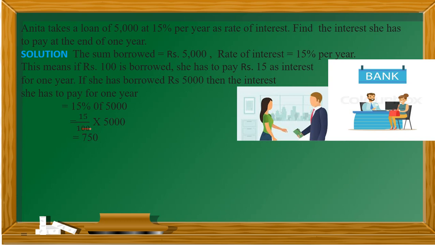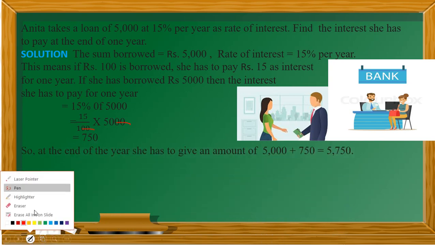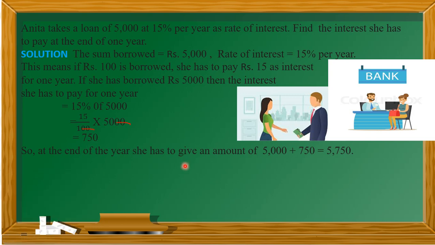Now these two zeros will cancel out by these two zeros. So we have 15 into 50. So 15 times 5 is 75. So 750 rupees is the interest for 1 year. Now at the end of the 1 year, she has to give an amount of 5,000 plus 750, that is, at the end of the year, Anita has to pay 5,750 rupees.